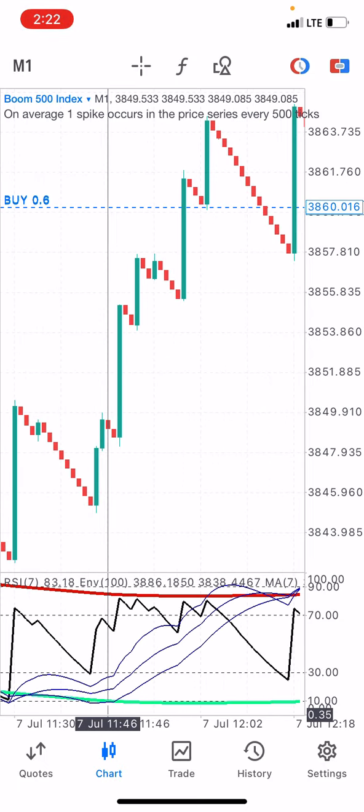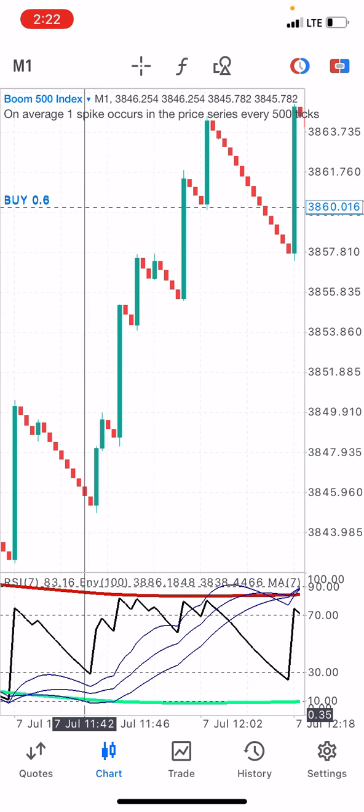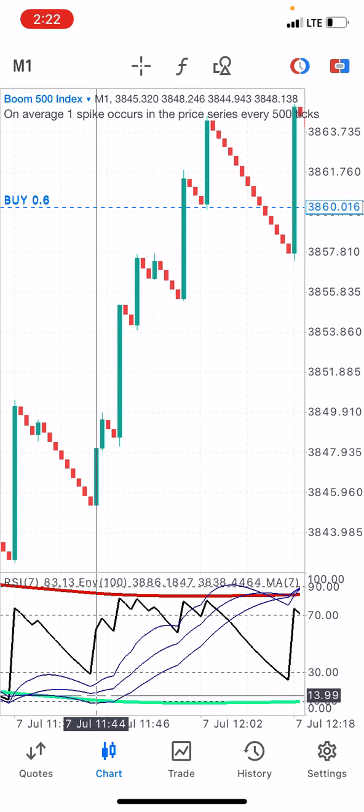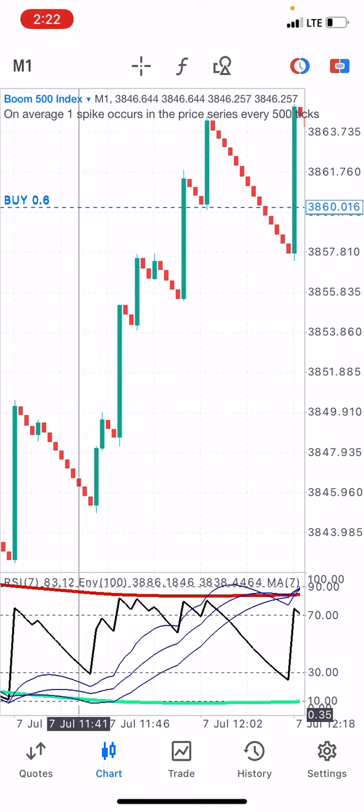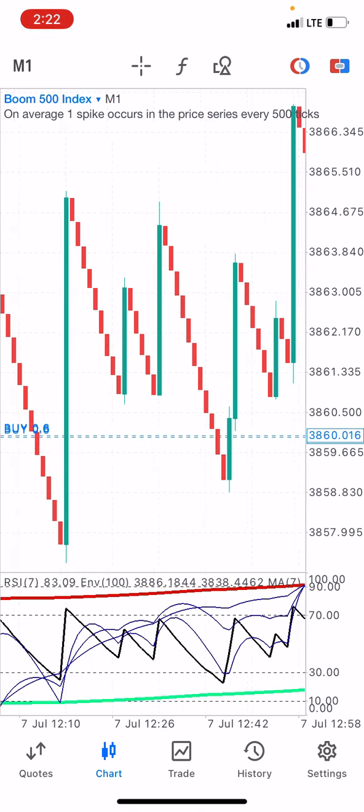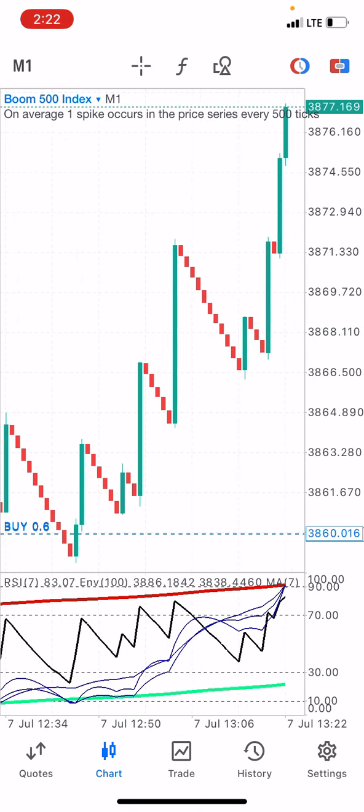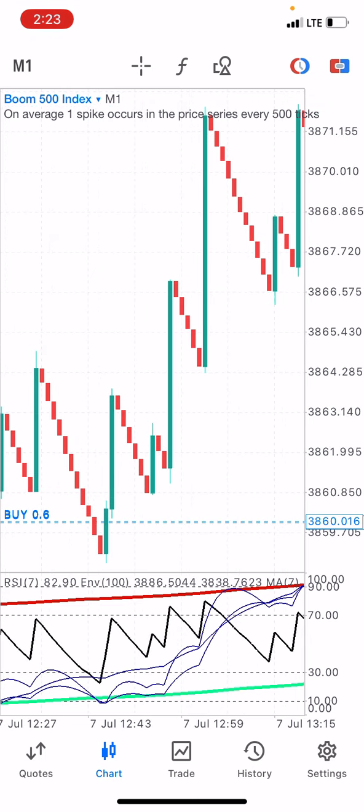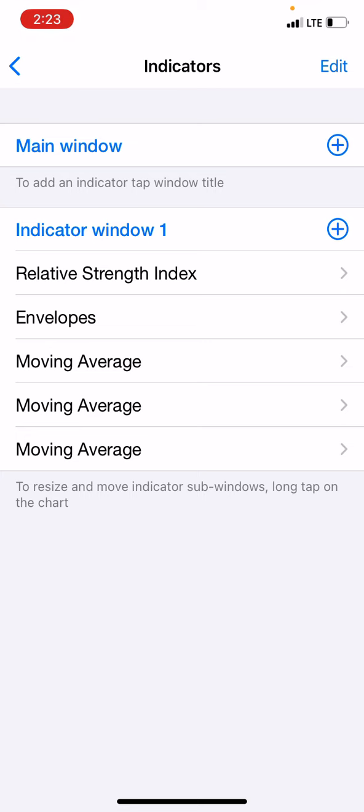All right, this is another example. It converges all of these moving averages. All of the moving averages converge around here, and then multiple spikes, guys. All right, so I'll quickly show you guys the indicators we'll be using.